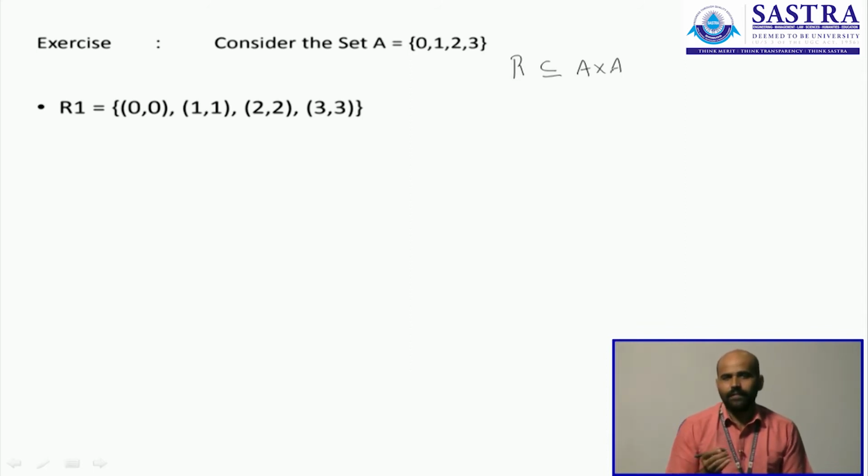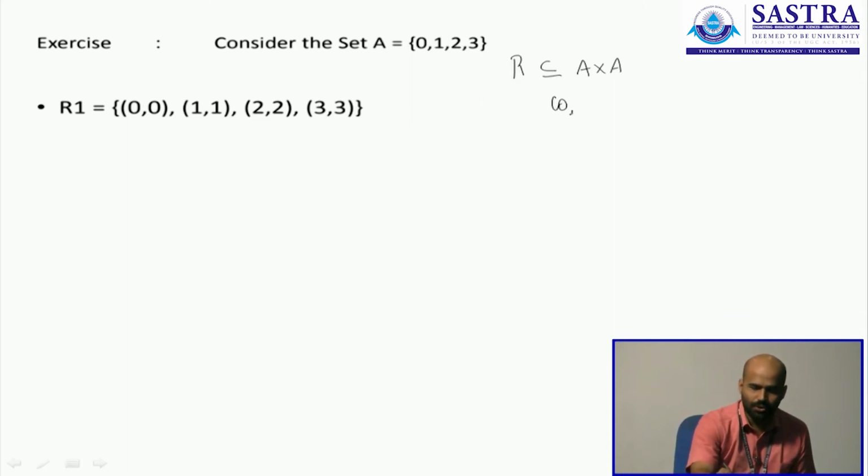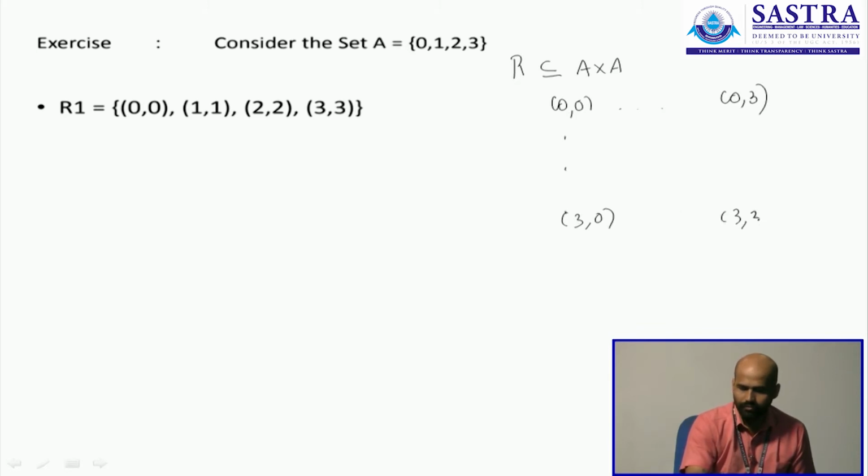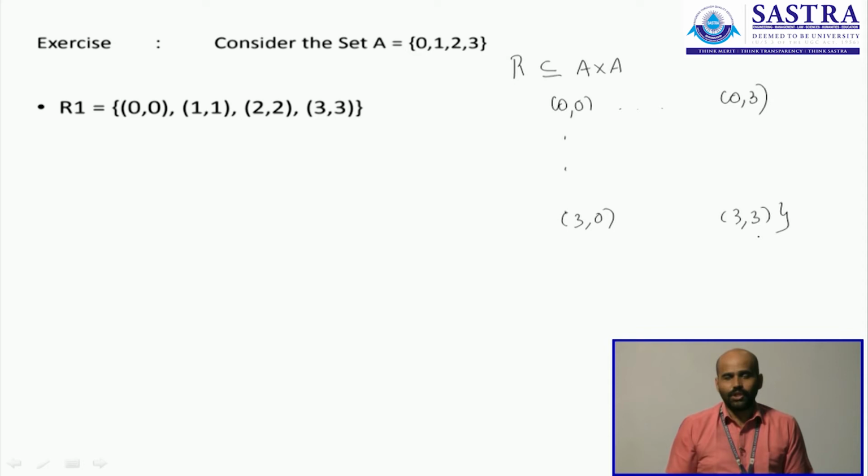The set here is the set containing elements 0 to 3. There are 4 elements, which means there are 16 ordered pairs possible. You can start with 0, 0, go on till 0, 3 and complete 3, 0 and go on till 3, 3. You will have a total of 16 ordered pairs, and any subset of this collection of 16 ordered pairs is what you will call a relation. Any subset, you can include any subset. Any of them will be called a relation. Now we have one example.